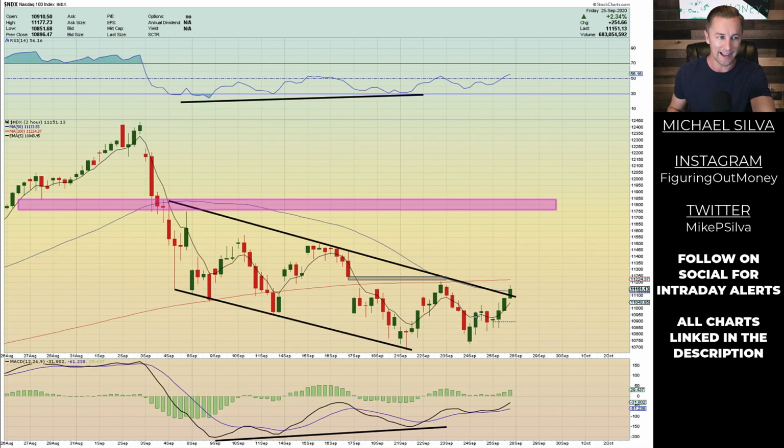On the Nasdaq, this is the 2-hour time frame. I did not change this chart. We did break out of this channel, and that's a good sign. And we recaptured the 50. The next spot is the 200. Now, there's a lot of different levels of resistance up ahead, particularly 11,500.